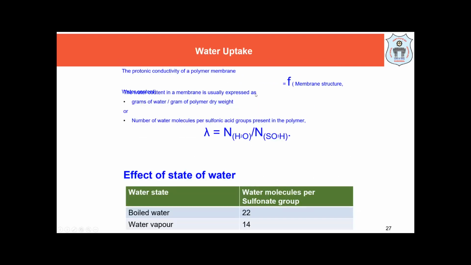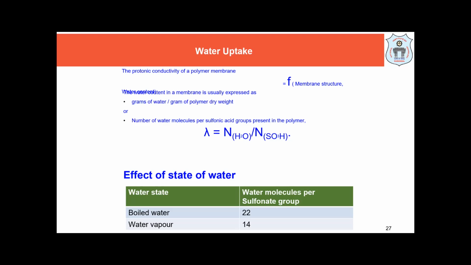Now coming to the next property: a membrane should take up water, right? So how can we get that? The protonic conductivity of a polymer membrane is a function of membrane structure. Whatever the water content in a membrane is, it is usually expressed as grams of water per gram of polymer dry weight. It is like a mass per mass unit. Because this conductivity is a function of the structure of the membrane and the water content.